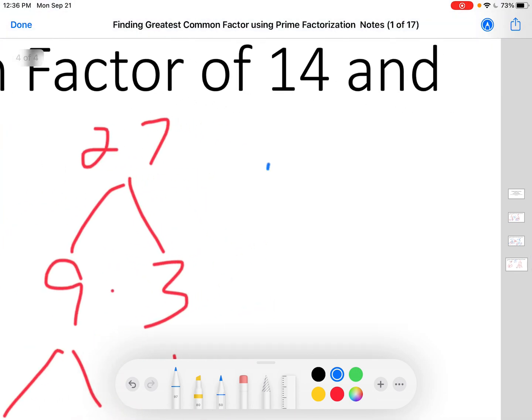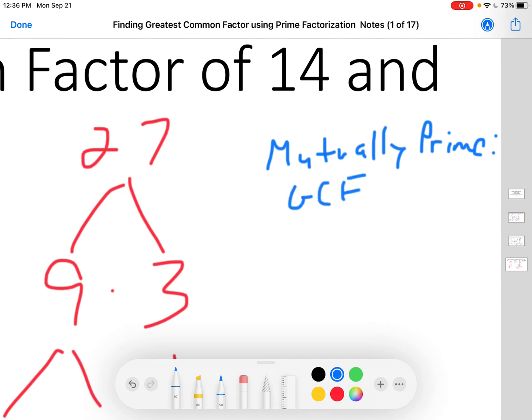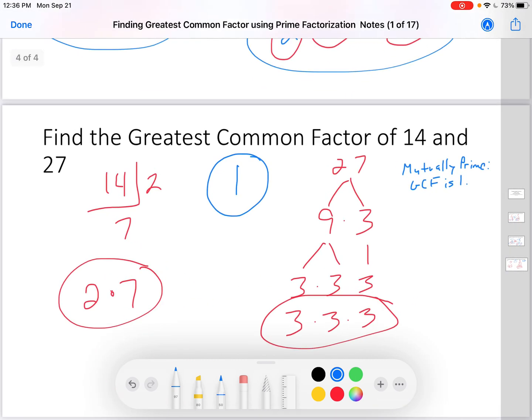There's a term for this. It is called mutually prime. It means that the greatest common factor is 1. No other numbers will divide into them. Neither of these numbers is prime. 14 is not prime, 27 is not prime. But together they are mutually prime because the only thing that divides into both of them is 1. So the greatest common factor is 1.